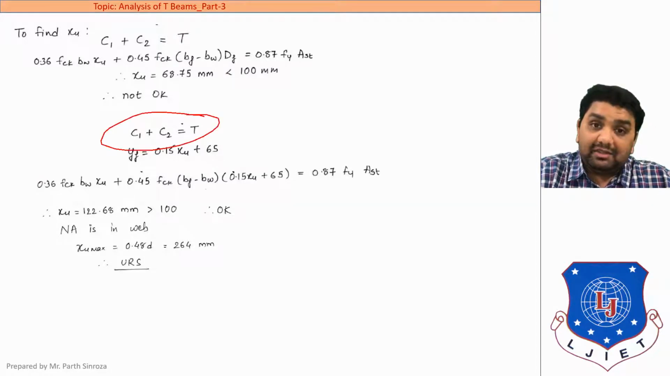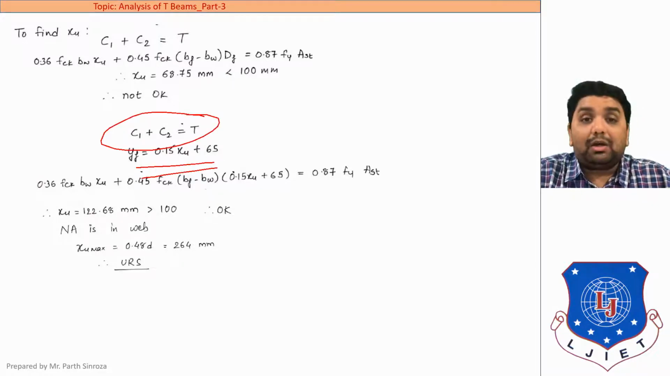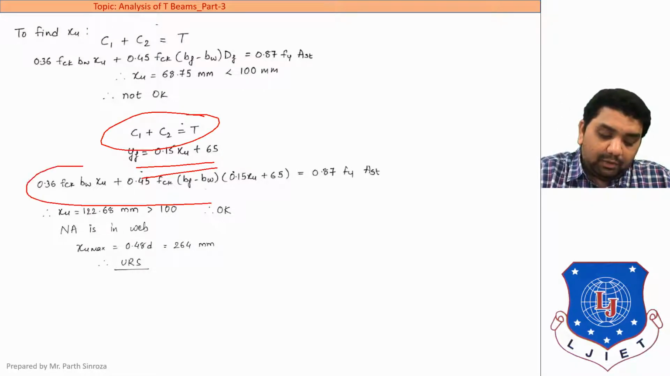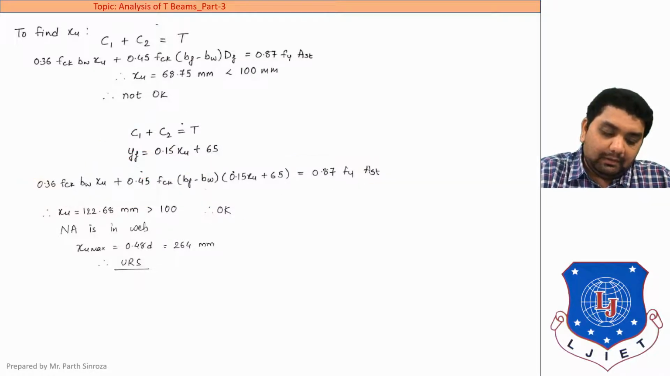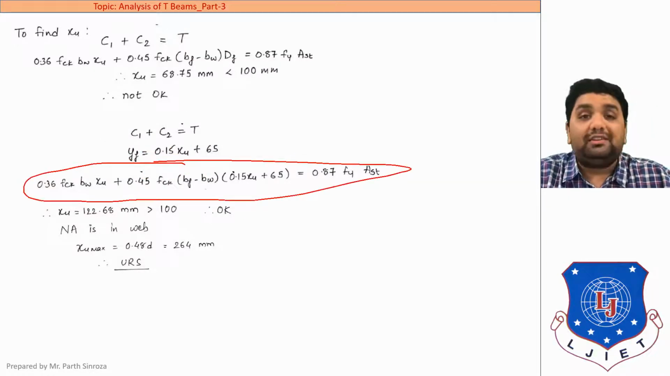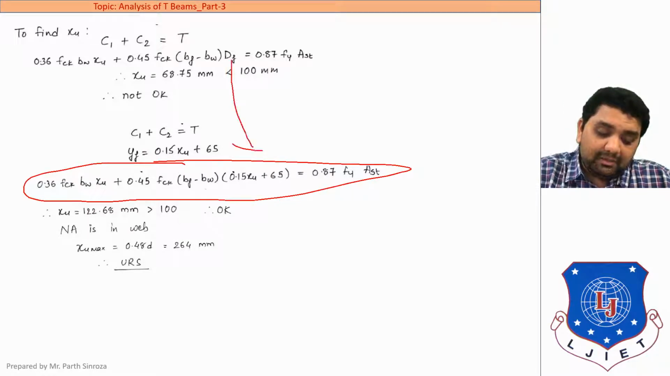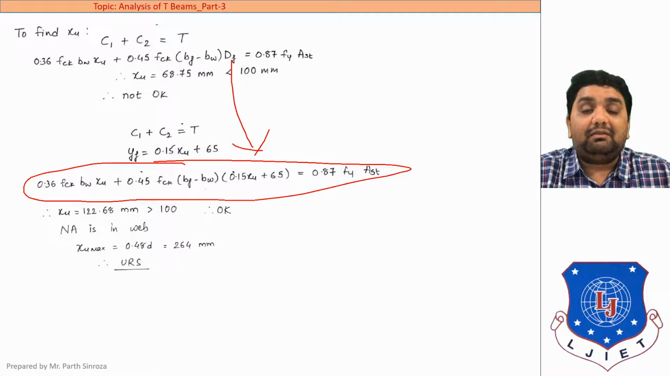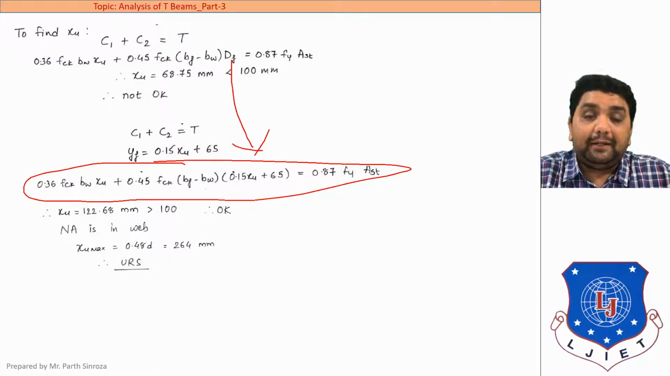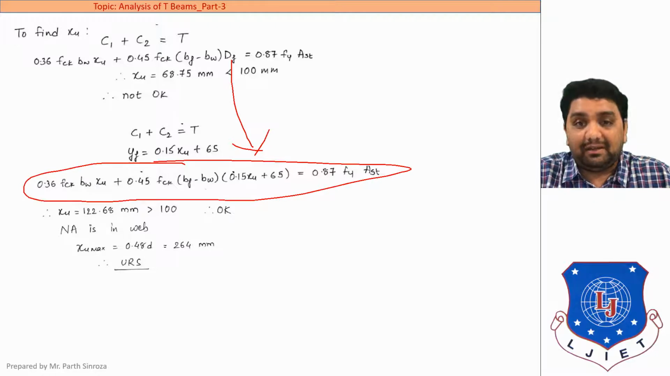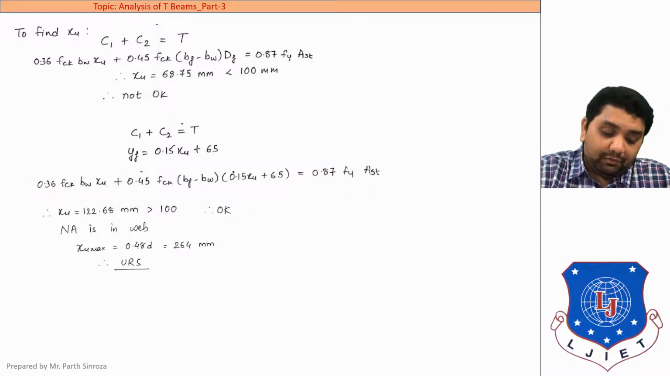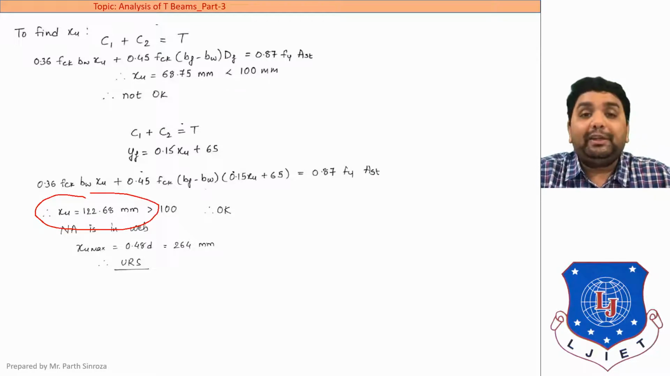You will use the same condition, that is C1 plus C2 equal to T. YF will now come out to be 0.15 XU plus 65. We have seen how. And now the new equation will be something like this. This will be our new equation to solve XU. The only change is DF will be substituted by YF, and YF's equation is given on page 97 of your IS code. It is given that YF equals 0.15 XU plus 0.65 DF. So from this new equation we will be getting XU equal to 122.68.